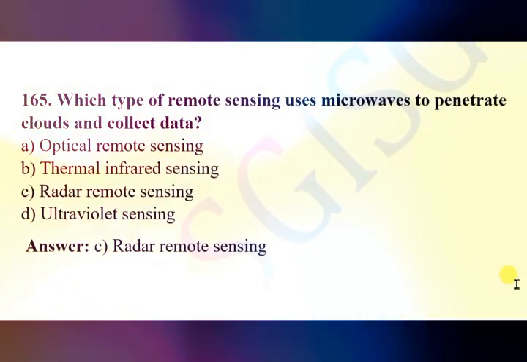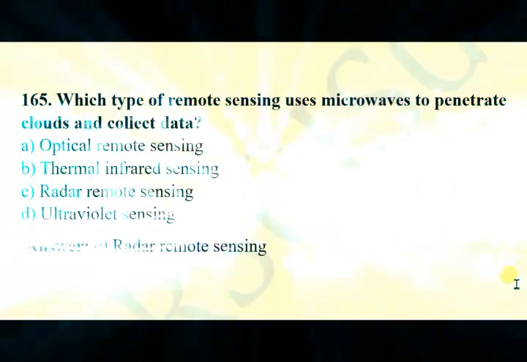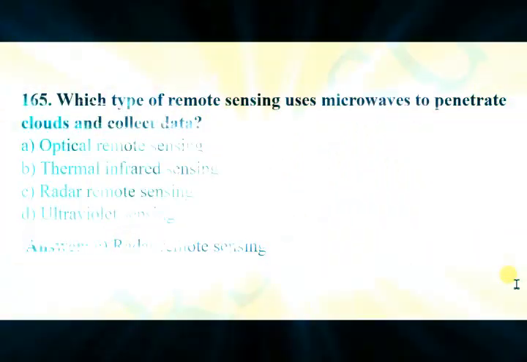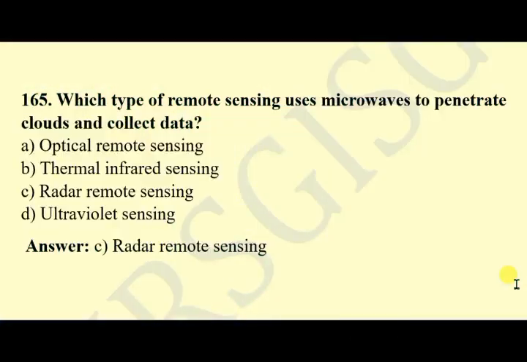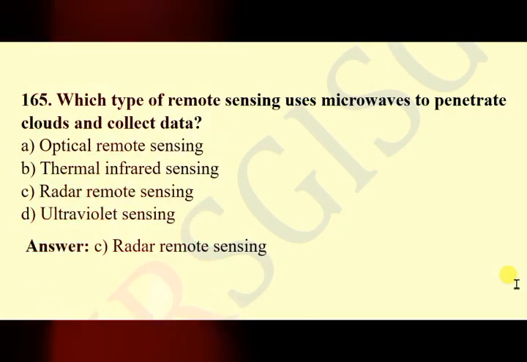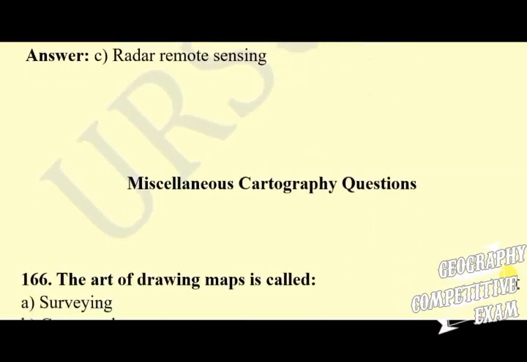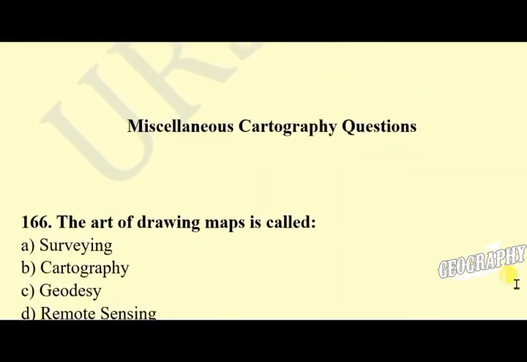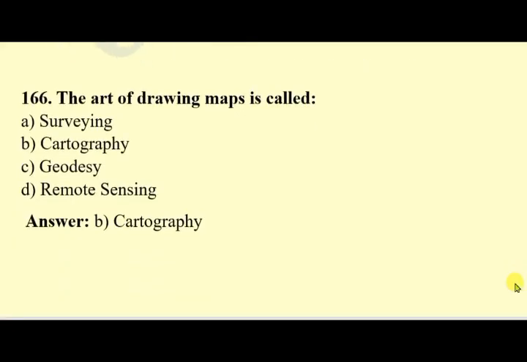Question 165. Which type of remote sensing uses microwaves to penetrate clouds and collect data? Optical remote sensing, thermal infrared sensing, radar remote sensing, ultraviolet sensing. Here the right answer will be radar remote sensing. Miscellaneous cartography questions. Question 166. The art of drawing maps is called: surveying, cartography, geodesy, remote sensing. Here the right answer will be cartography.